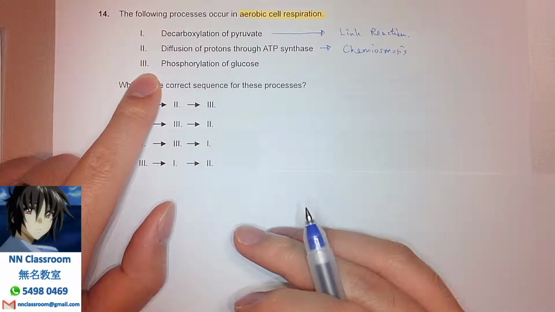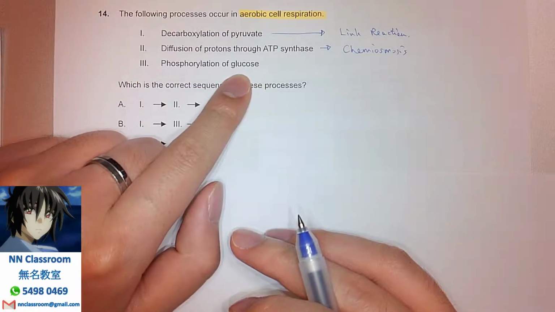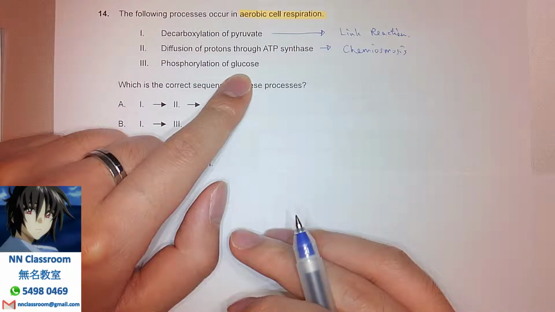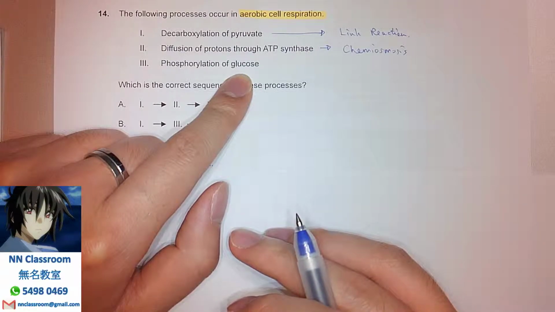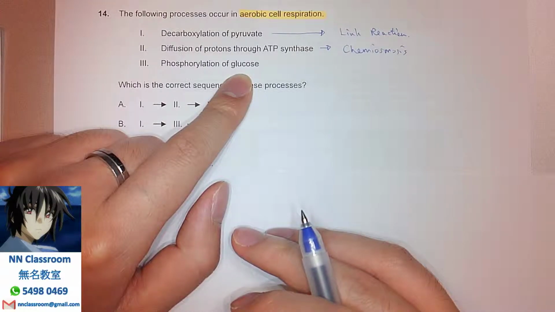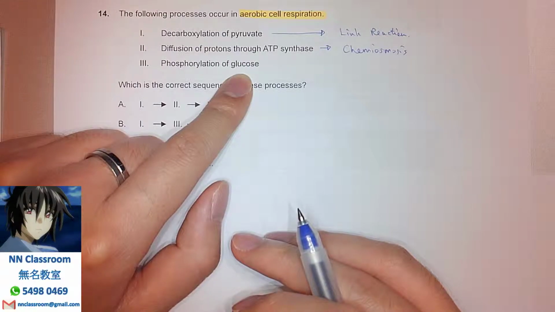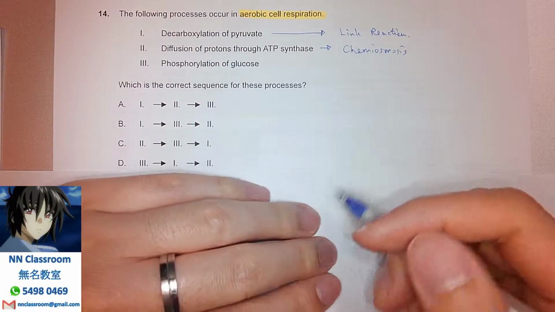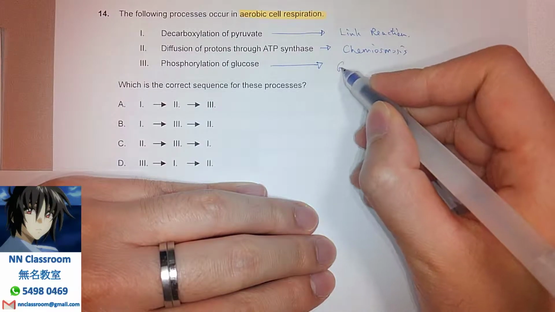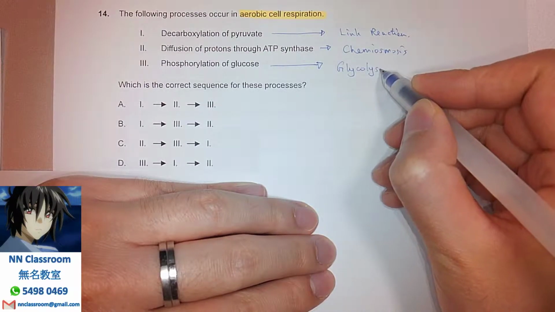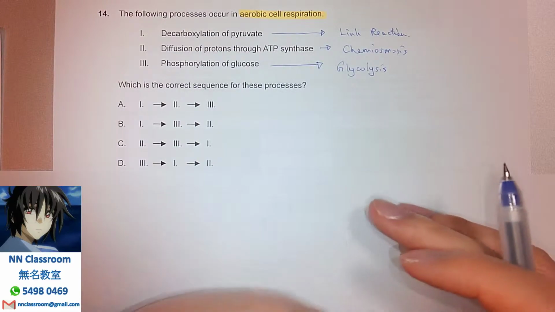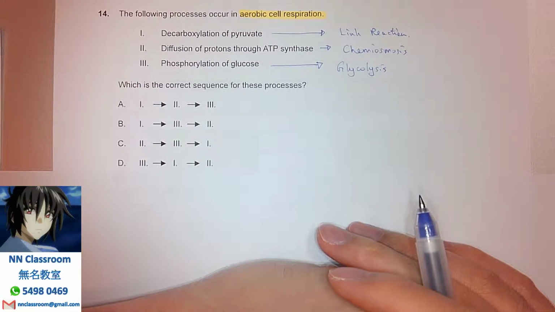So finally, number 3, the phosphorylation of the glucose. So actually, this is at the very beginning of the process of glycolysis. Glycolysis starts with the phosphorylation of glucose, because anything that is being phosphorylated will become activated. So that's why the glucose is said to be activated at the very beginning by undergoing this process of phosphorylation. So this is the step related to glycolysis, right? And finally, they're asking for the correct sequence of these processes, right?